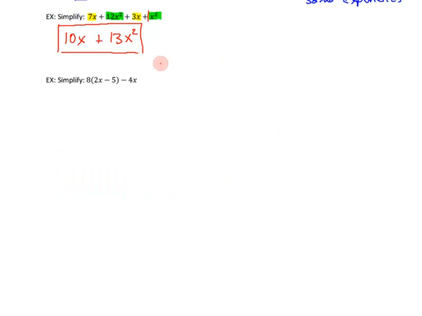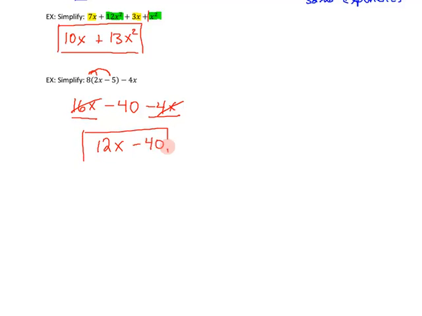On the next example, we're asked to simplify, so we're going to take the 8 and distribute it to each of these. Using that distribution rule, 8 times 2x is 16x. 8 times minus 5 would be minus 40. And then this minus 4x is still sitting there at the end. Now we can, to simplify, combine like terms. I have 16x and a minus 4x. 16x minus 4x would be 12x, and then the minus 40 is left. So that is simplified, and that is the end of section 1.2.